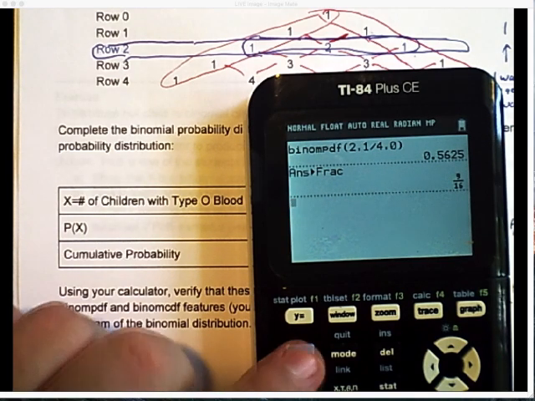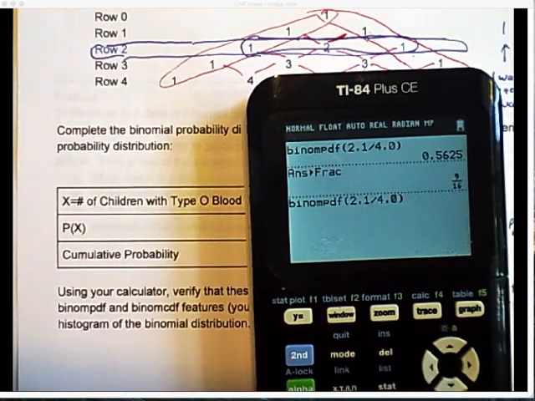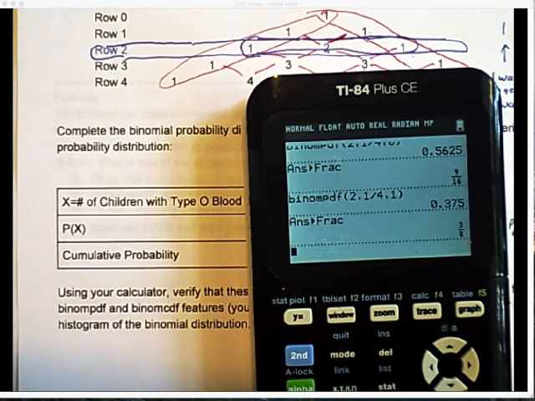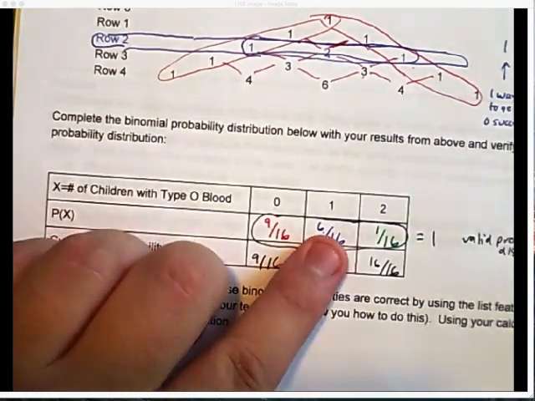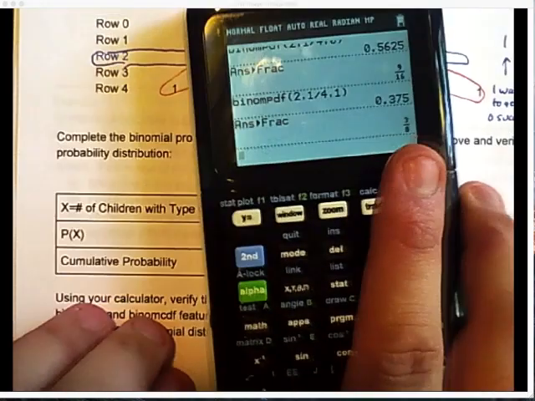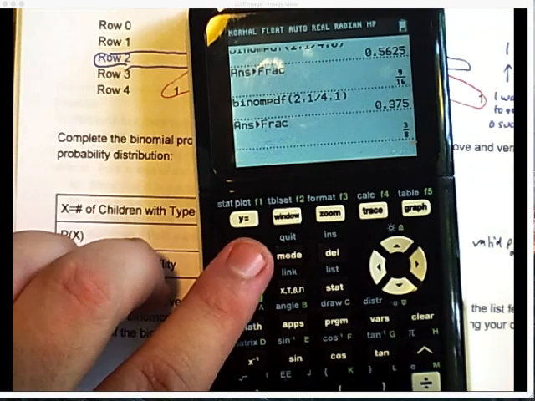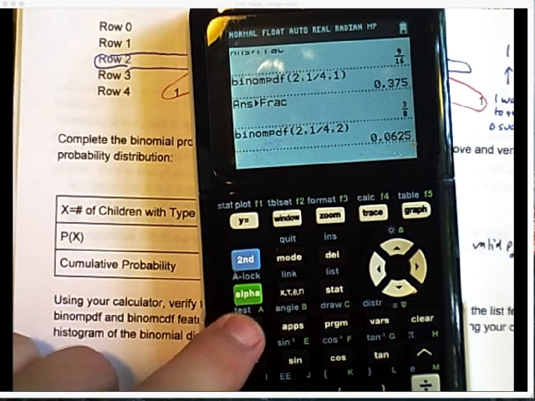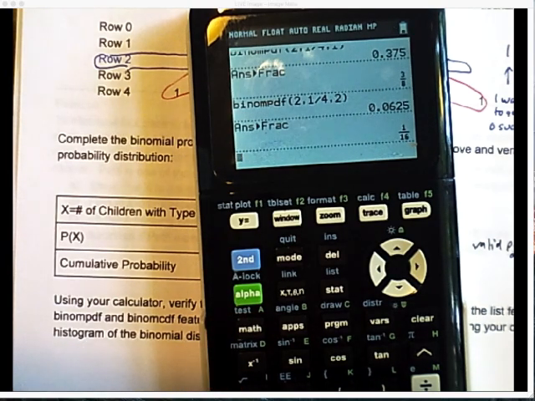Okay. If I do the same thing but change the X value to 1, okay, and then change that number into a fraction, it's 3/8. But guess what? 3/8 is the same thing as 6/16. If I go for the last number, it gives me that, and as a fraction, that's 1/16. So it will do that for me. It will tell me the binomial probabilities.